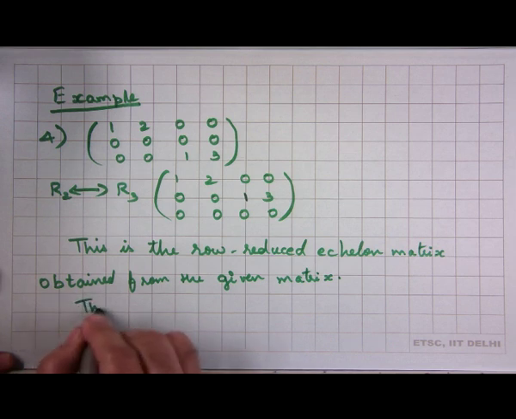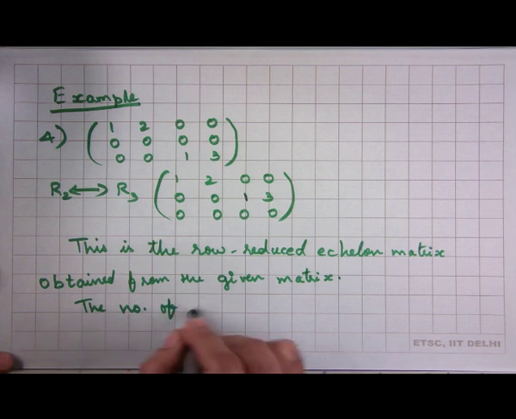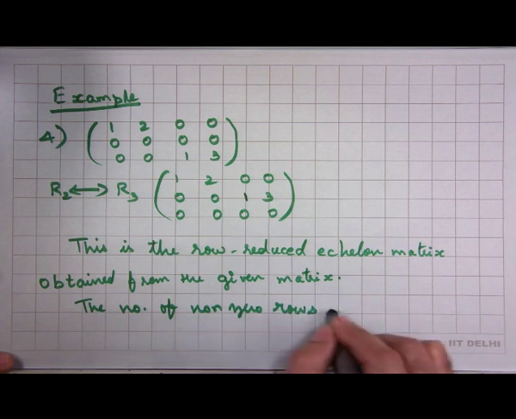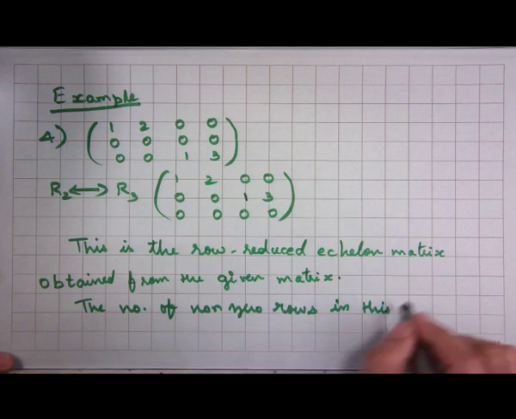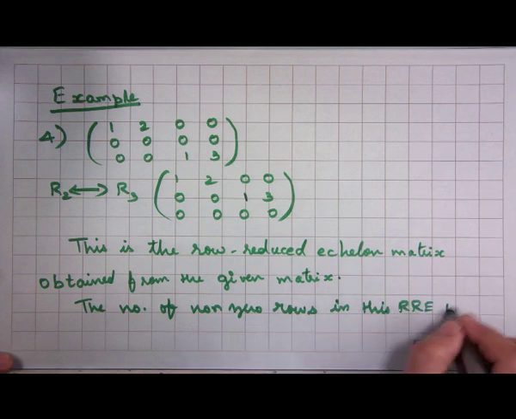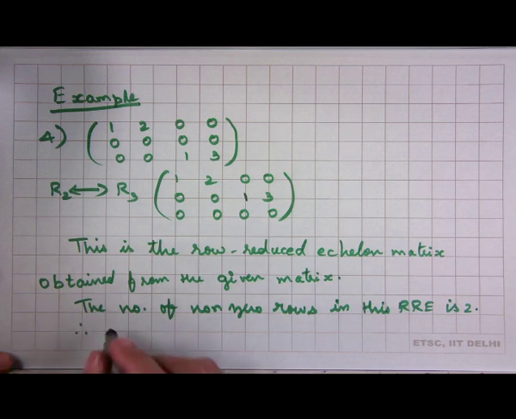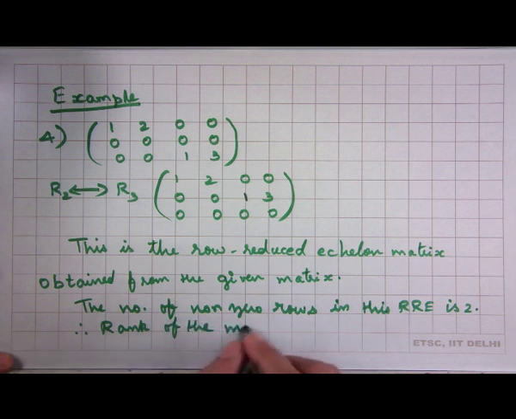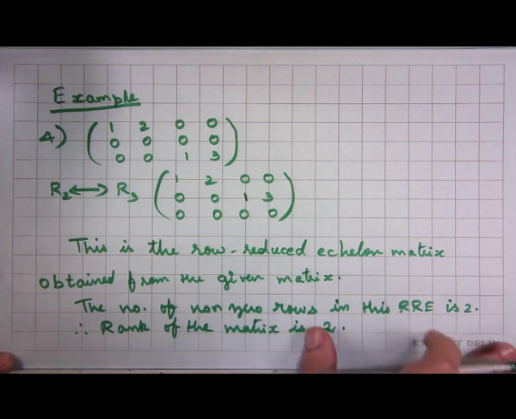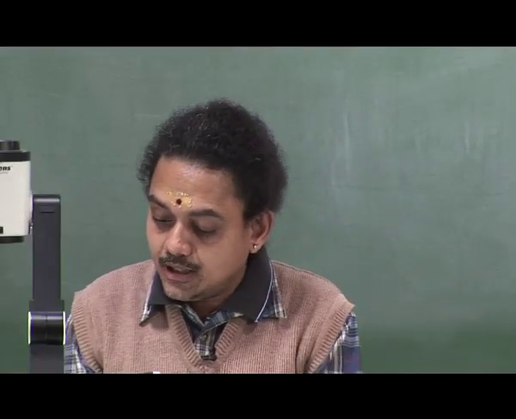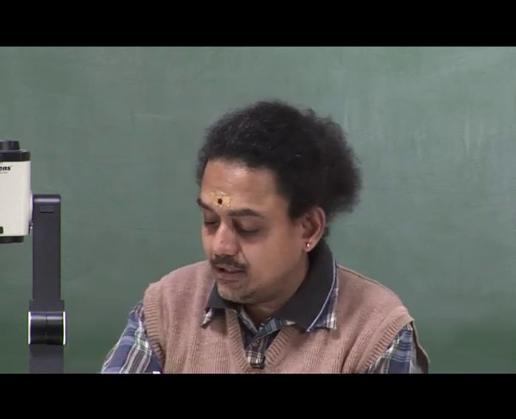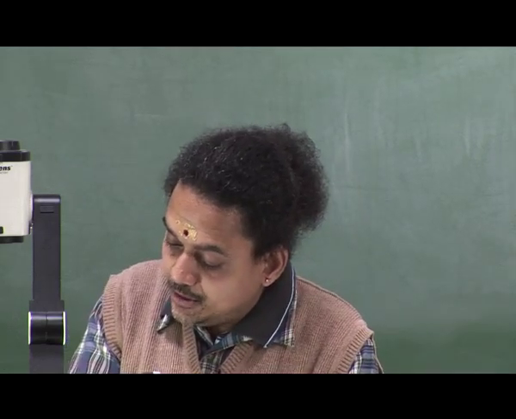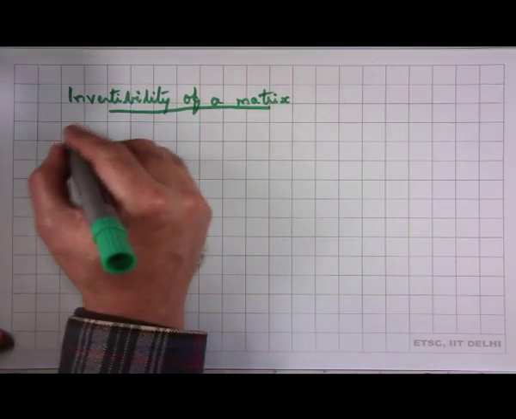The number of non-zero rows in this matrix, in this RRE, is 2. Therefore, the rank of the matrix is 2. Having said about the rank, the next application that we are going to look at is what is known as invertibility of a matrix.